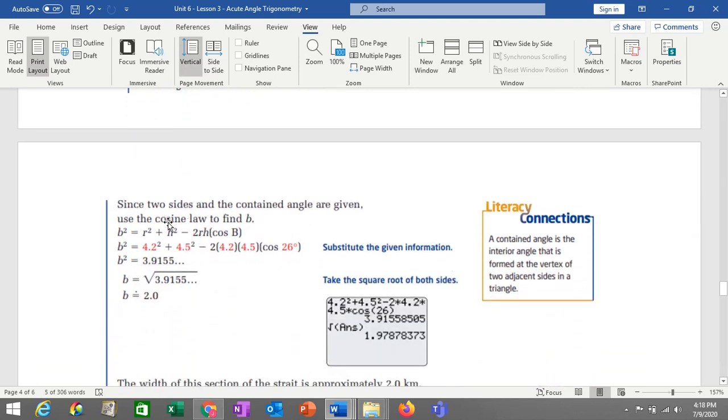Okay, so you just plug everything in. It's kind of annoying, but it's just some algebra to do here. So square this, add them together, subtract all of these things multiplied together. And remember, that doesn't give you b, that gives you b squared. So you've got to take the square root of both sides. And that gives you the answer, which is approximately 2.